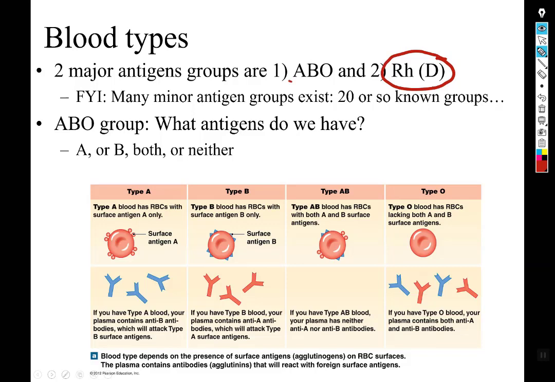So we're going to talk about ABO first. Also, there are other minor antigen groups, about 20 or so that are known. We're not going to talk about any of those. That's for more complex serology that we just don't have time to get into in this class.